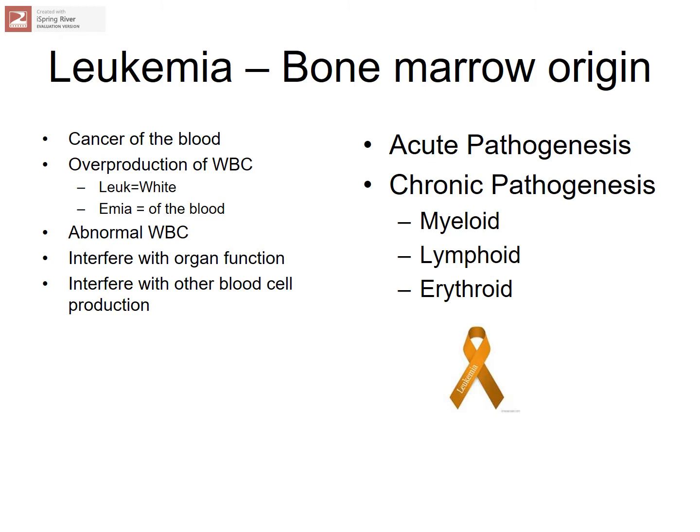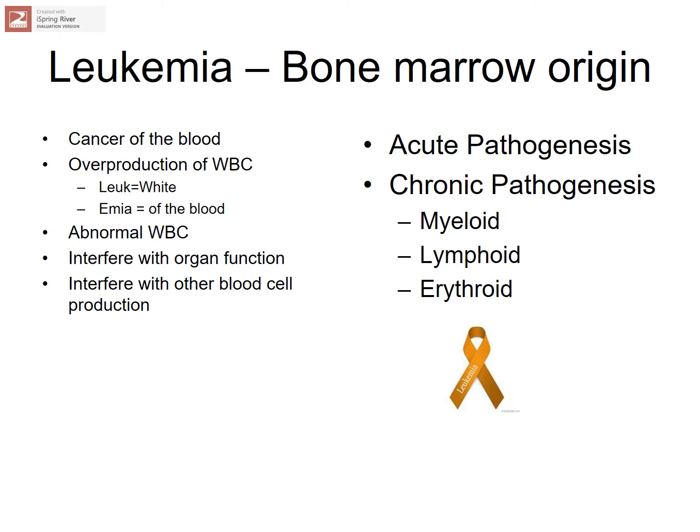The more serious diseases affecting the white blood cells are leukemias. So these disorders arise in the bone marrow. Leukemia means a cancer of the blood. So these represent circulating abnormal white blood cells.